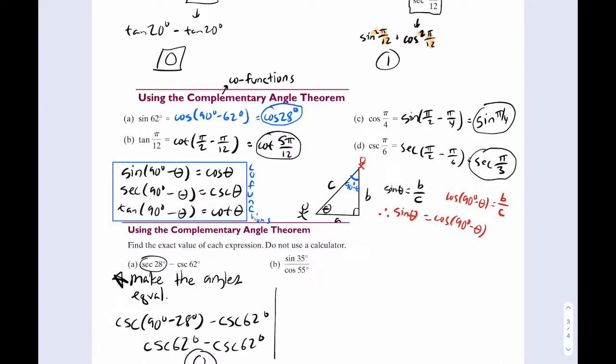So do the angles match? Again, no. So we'll pick one of them. I'll just pick the top one. Doesn't really matter. I'll make that into cosine. Take the complement, 90 minus 35, all divided by cosine of 55. That's cosine 55 over cosine 55, which is 1. And that's how you do those questions.